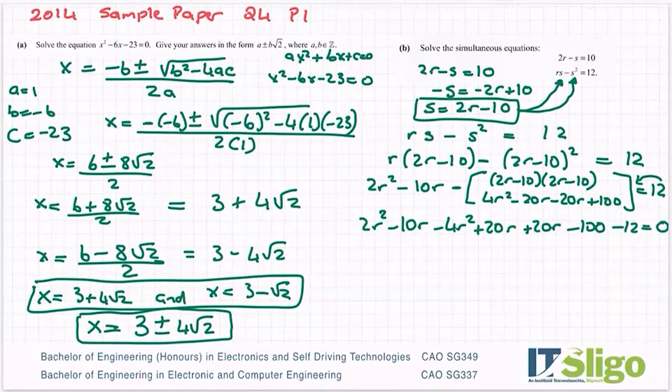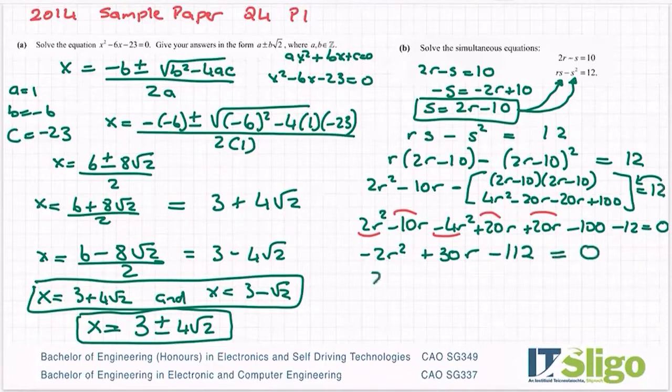Okay, and then let's tidy up. So our r squared terms, I am getting minus 2r squared. My r terms, I have 20 and 20 is 40r minus 10r is 30r. And then my numbers, I have minus 100 minus 12, so that's minus 112 equals 0.